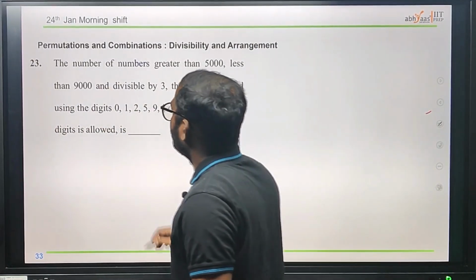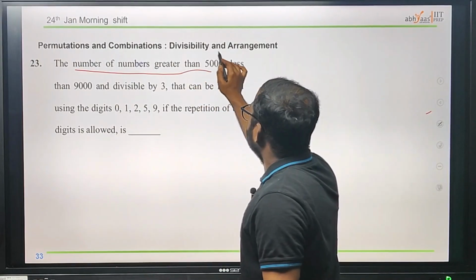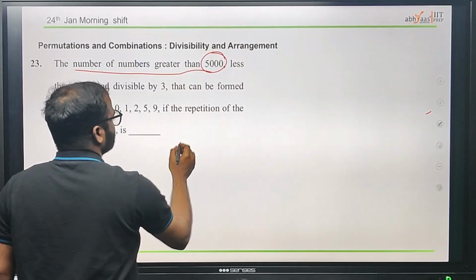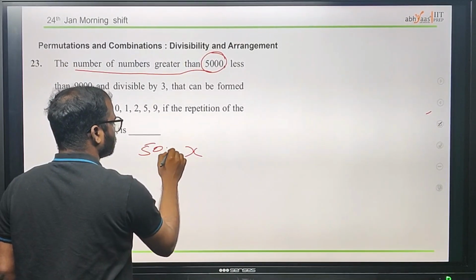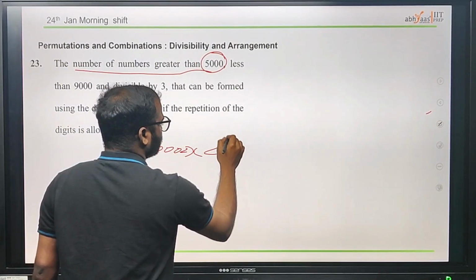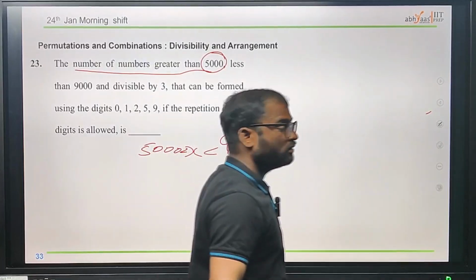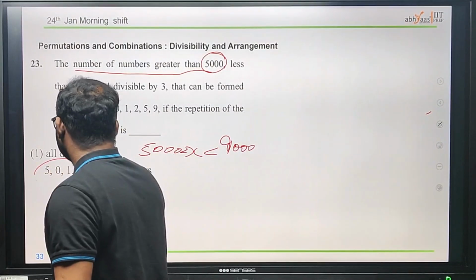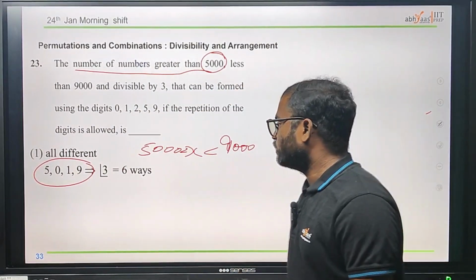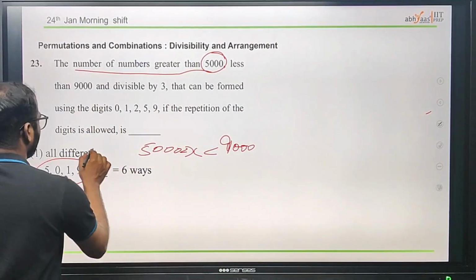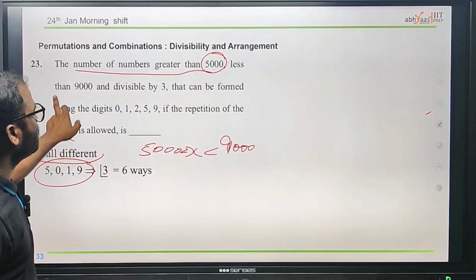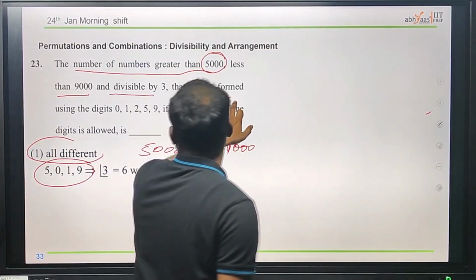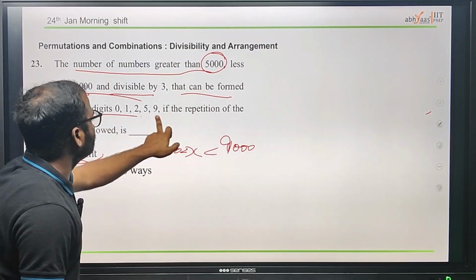Okay, now on the basis of permutations and combinations, they are given 5,000 and 9,000, where x is in between 5,000 and less than 9,000. Okay, this is the one they given. Now just using that one, all different. This is 3 factorial. This is saying that just taking one situation, all different. They given that the number is divisible by 3, that can be formed using the digits 0, 1, 2, 5, 9.